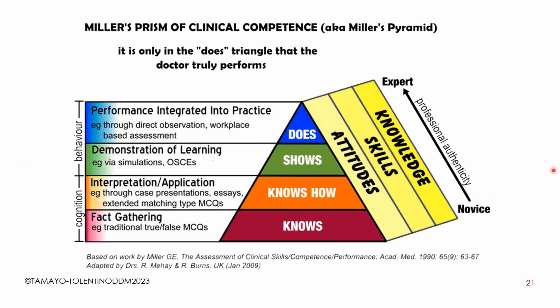This is the Miller's Pyramid of Assessment, or the Miller's Prism of Clinical Competence. It has four levels: knows and knows how, both referring to the cognition or the knowledge dimension of competence, and then shows and does, which focus on the performance of skills and demonstration of attitudes, or the behavior dimension of competence. As we can see here, different levels of competence require different methods of assessment.